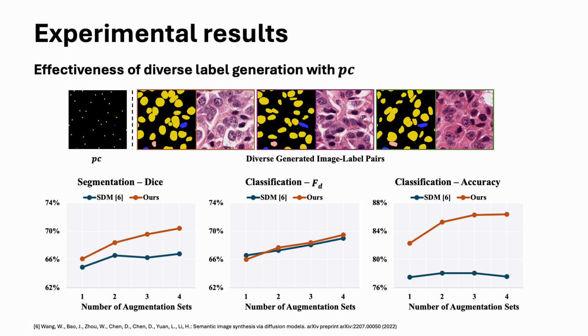Our model consistently outperformed SDM across multiple augmentation sets, achieving higher DICE scores as the number of augmentation sets increased. For classification tasks, our model demonstrated superior performance, achieving higher classification accuracy across multiple augmentation sets. This shows that our method not only improves segmentation results, but also significantly enhances classification performance by generating diverse and realistic label sets.